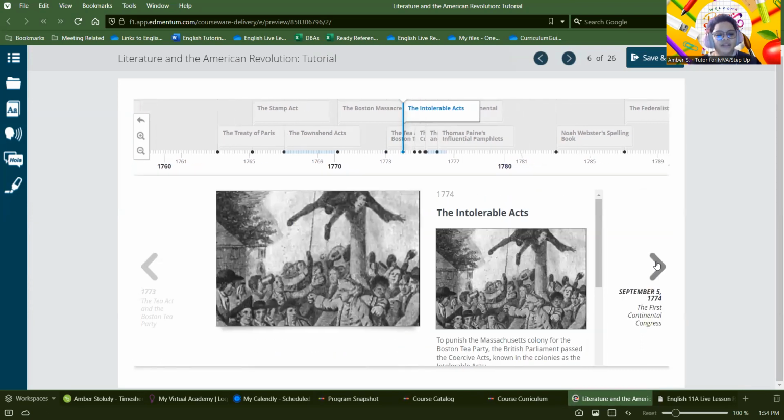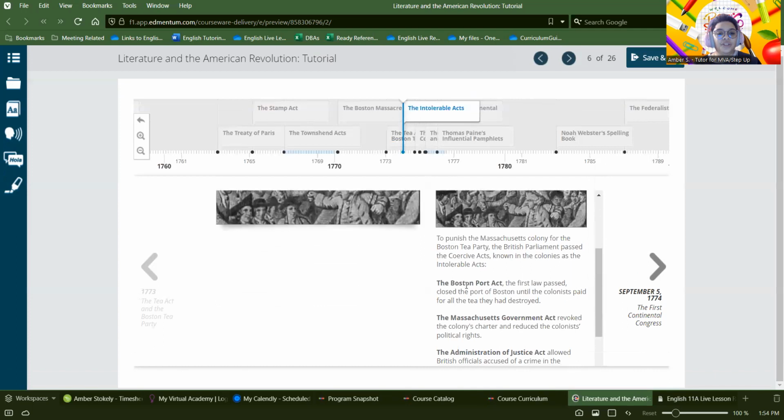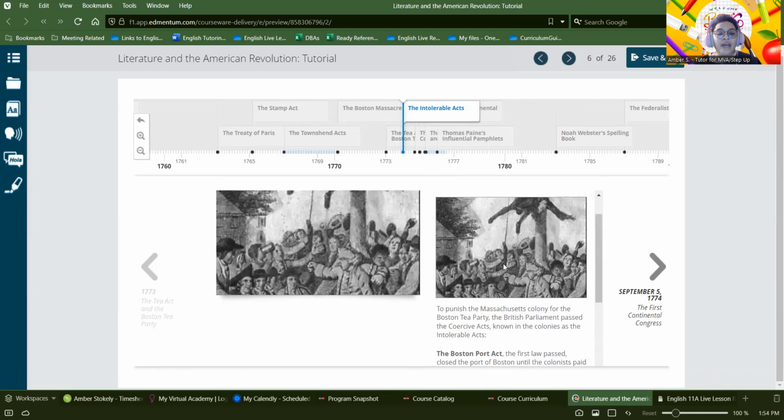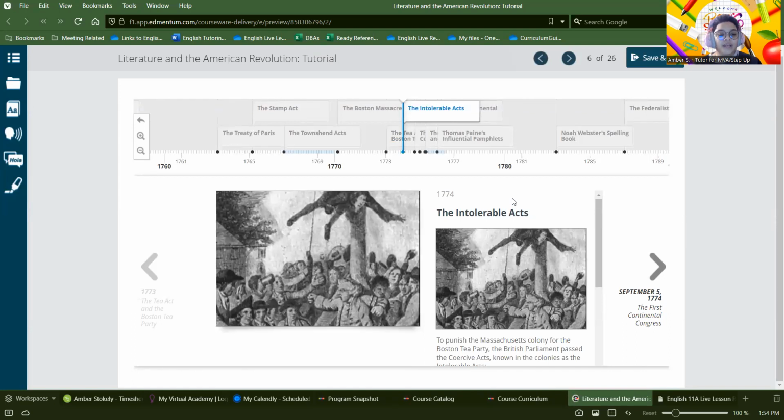All right, so the next event here is the Intolerable Acts. This is 1774, directly the year after the Boston Tea Party. After the tea got dumped, the powers in Britain, the king and parliament, decided that they were going to punish anyone who lived in Massachusetts for doing that. They did this by passing the Intolerable Acts. They're also called the Coercive Acts.